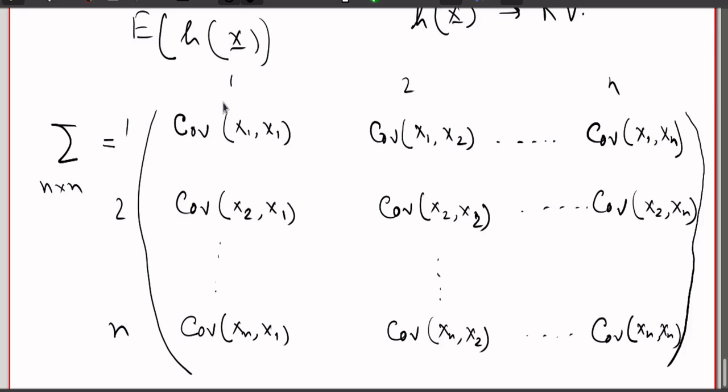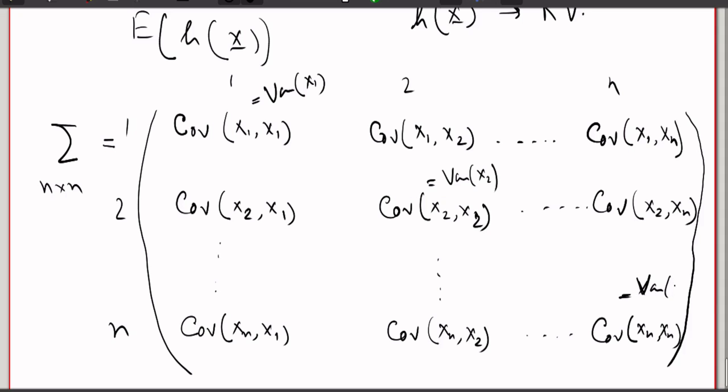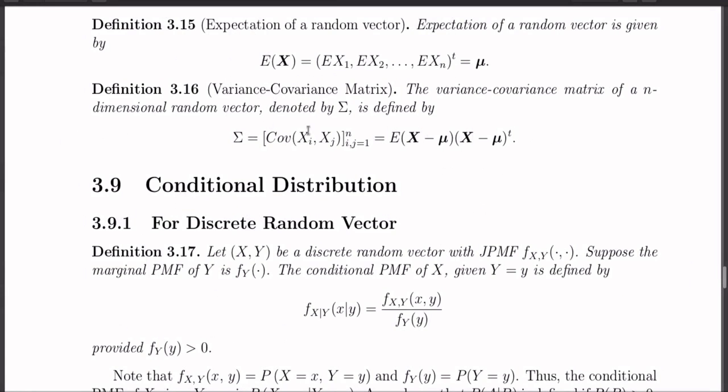Now notice that the first diagonal entry is the same as variance of X1, the second is the same as variance of X2, and the last is the same as variance of Xn. So that basically means that the diagonals are variances. First diagonal is variance of X1, second diagonal is variance of X2, and so on. And the off-diagonals are covariances. This particular thing is called the variance-covariance matrix.